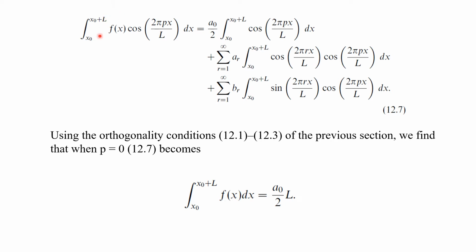So we have this function here multiplied by cosine 2πpx over L on both sides of the equation. Using the orthogonality condition from 12.1 to 12.3 of the previous section, we find that when p is equal to 0, this equation just becomes the integral of f(x) dx is equal to a₀ over 2 times L. So from here, we can now find the a₀ term. The a₀ term is just equal to 2 over L times the integral from x₀ to x₀ plus L of f(x) dx.